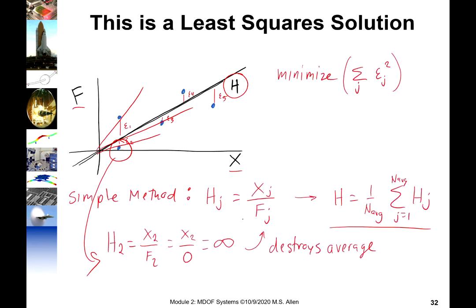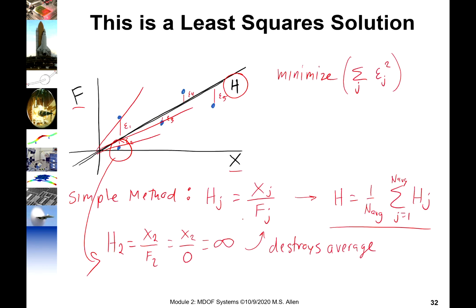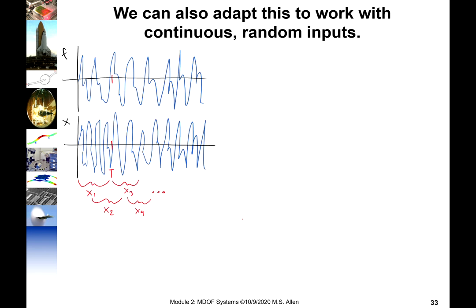Okay, so that covers FRF estimation. The only thing we haven't talked about is what we would do if our force was continuous and random. So suppose our force is like this, it goes on and on, there's no periodicity to it. The response that we get would also kind of have a similar form, right?